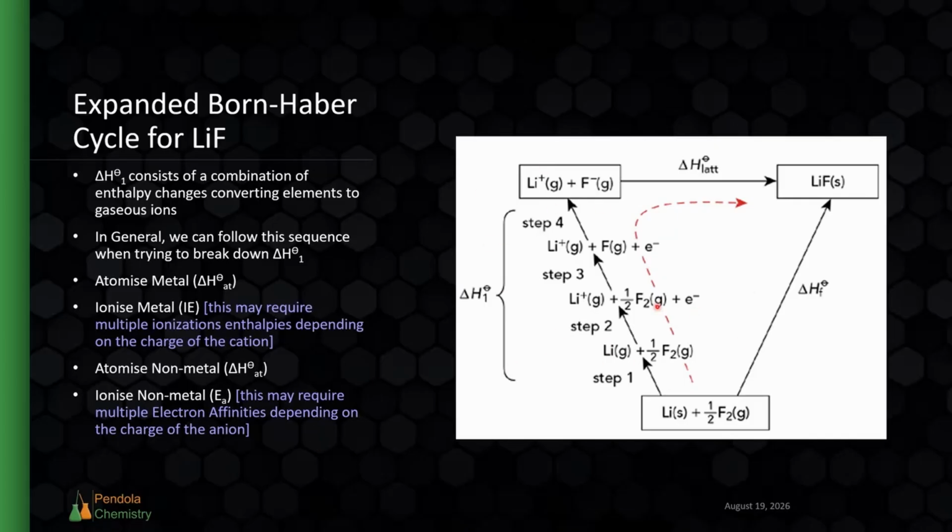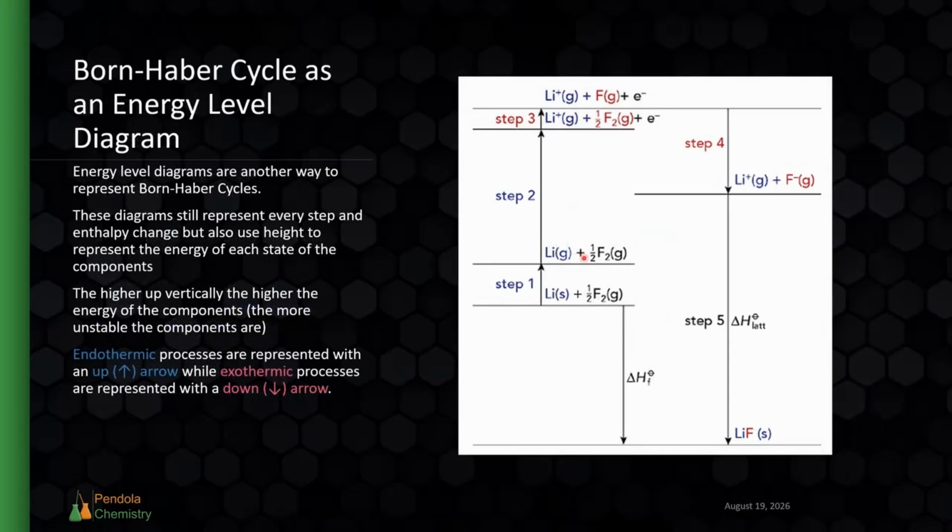Now, this is very complex, right? For a Hess cycle, this is a lot of steps. Normally, Hess cycles only include 3 enthalpy changes, not like we see in this case, 6 different enthalpy changes. So that's where Born-Haber cycles, or what we know as energy level diagrams, come in. Energy level diagrams are another way to represent a Born-Haber cycle.